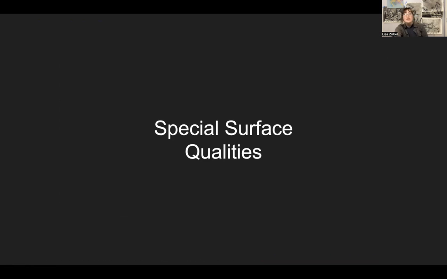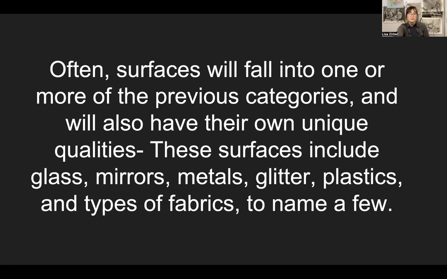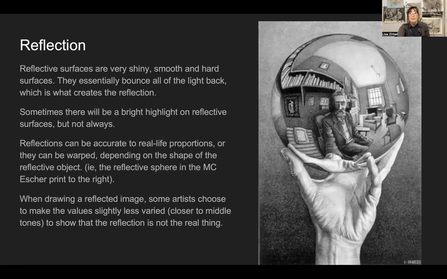Okay, and then there are some special surfaces. So let's talk about some of those. Often surfaces will fall into hard or soft, but they could also have their own individual characteristics within those. But there are some that fall outside of those, and those can be glass, mirror, metal, glitter, plastics, and some fabrics. So one of those is a reflective surface.